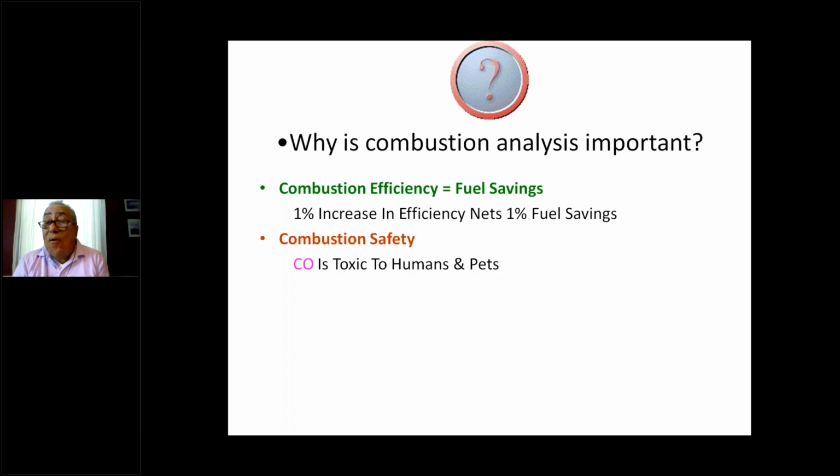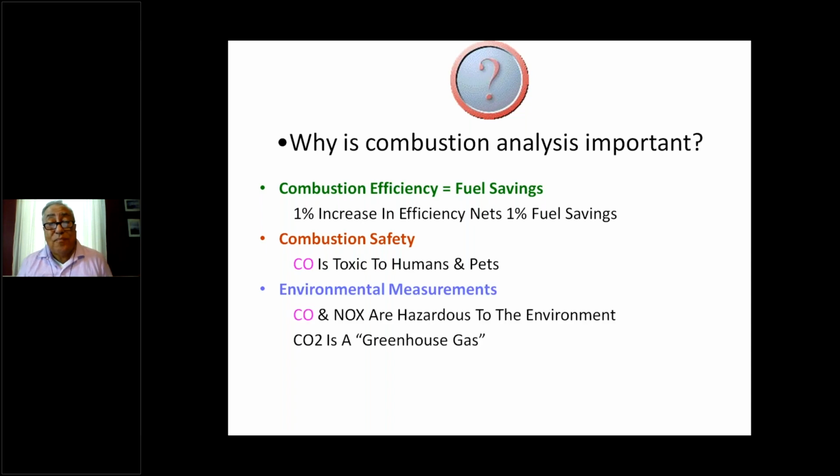Safety is pretty big. We don't want to make carbon monoxide, and all fuels will create carbon monoxide. So it's toxic to humans and pets, and so we really need to minimize that. So combustion testing is very important just from a safety perspective. And of course, environmental measures. Carbon monoxide and nitrogen oxide are hazardous to the environment. CO2 is a greenhouse gas. We all know that, and so we really need to minimize these environmental hazards.